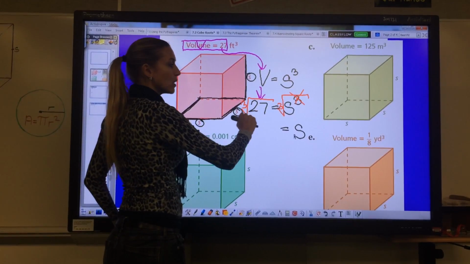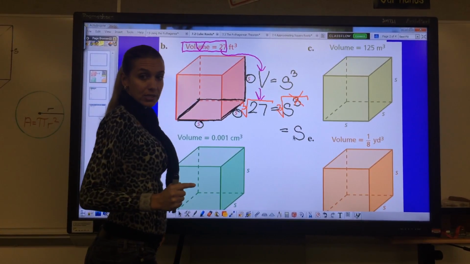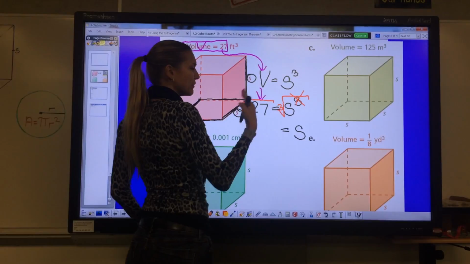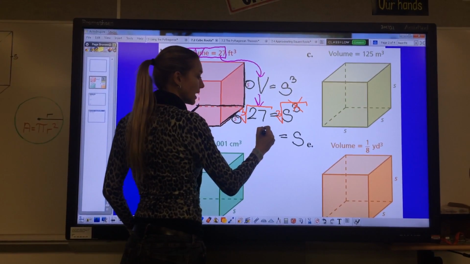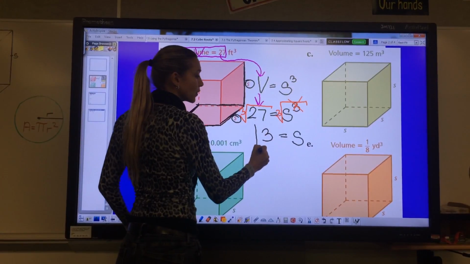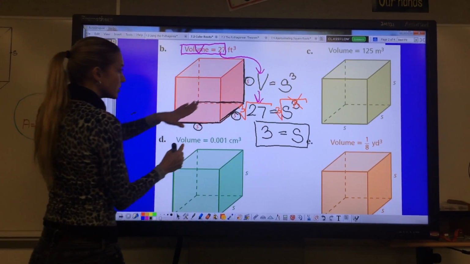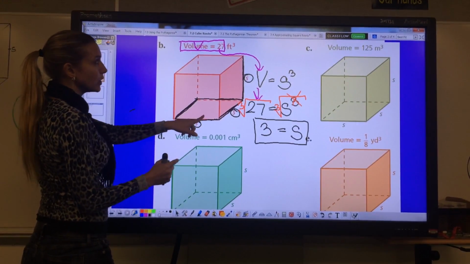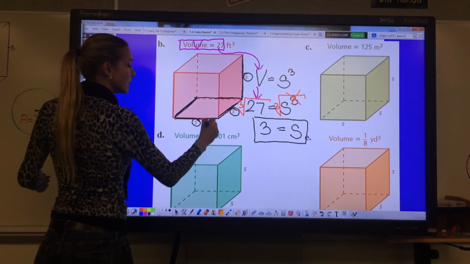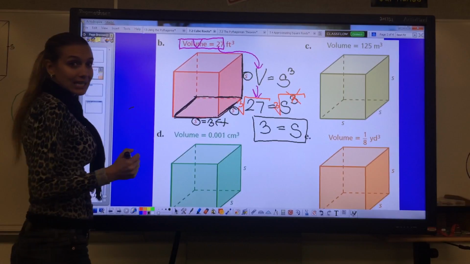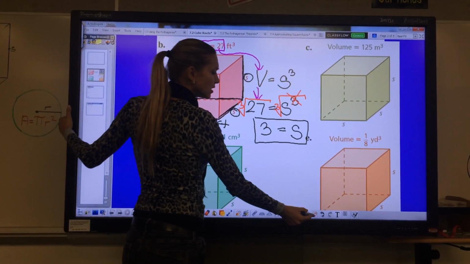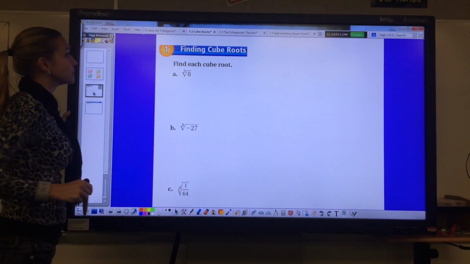Well, which number multiplied by itself three times will give me 27? If you don't have a calculator, you have to think about it. If you have a calculator, you plug it in and you would get 3. So each side of this cube measures 3 units or 3 feet. Sounds good? Now let's take this a little bit deeper, just a tiny bit.